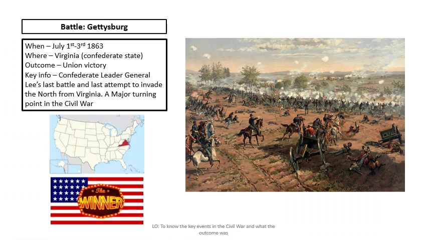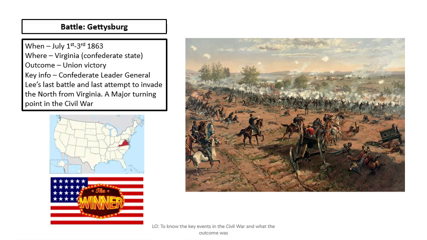Now, we have got the battle at Gettysburg. Now, if you did your research task, the word Gettysburg might be a bit familiar to you. So it took place July the 1st to the 3rd, so 2 days long, 1863, in Virginia, which we know again is a Confederate state. And there's been quite a few battles happening in Virginia because if you look at where Virginia is, it's really in the middle between the North and the South. It's a southern state, but it sits right on the border with the North. So that's why a lot of the fighting took place there.